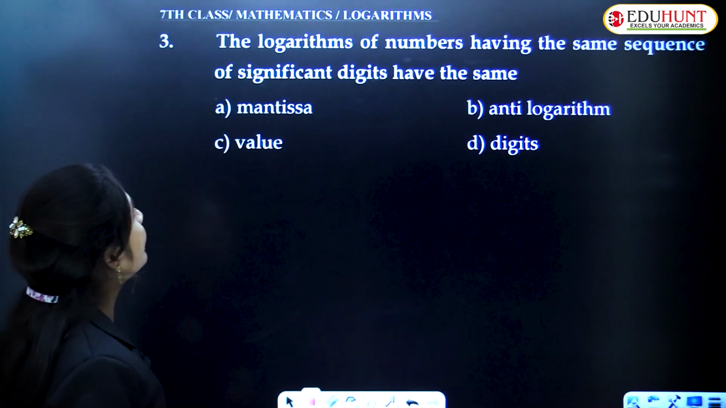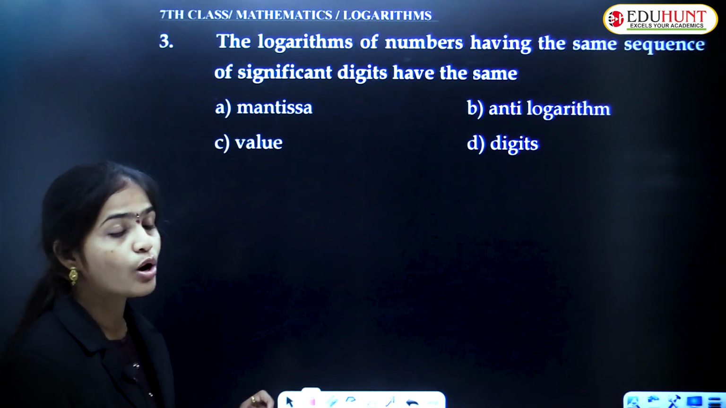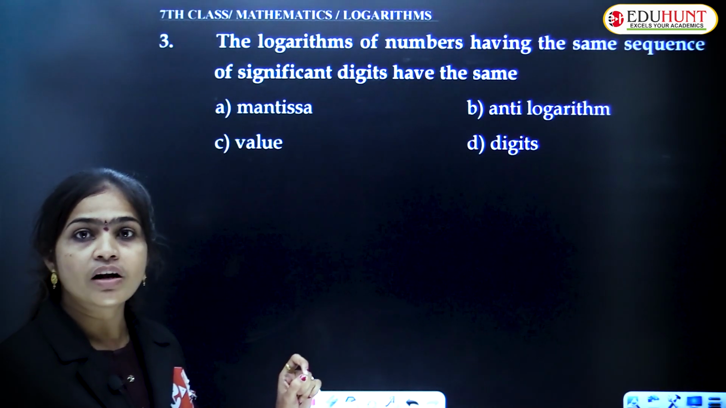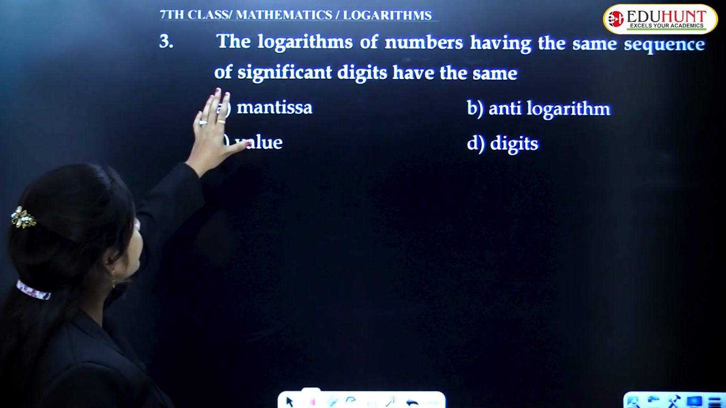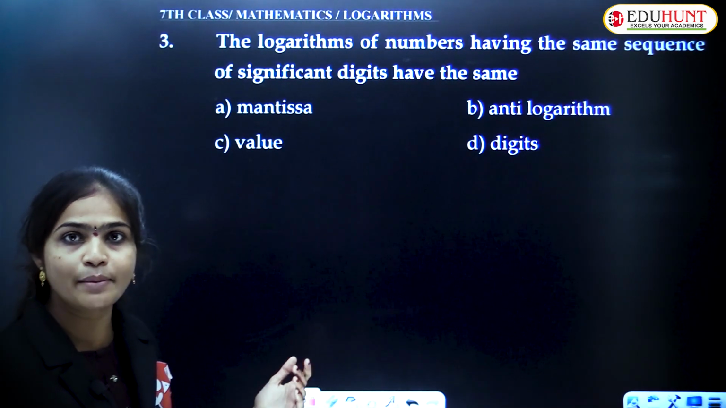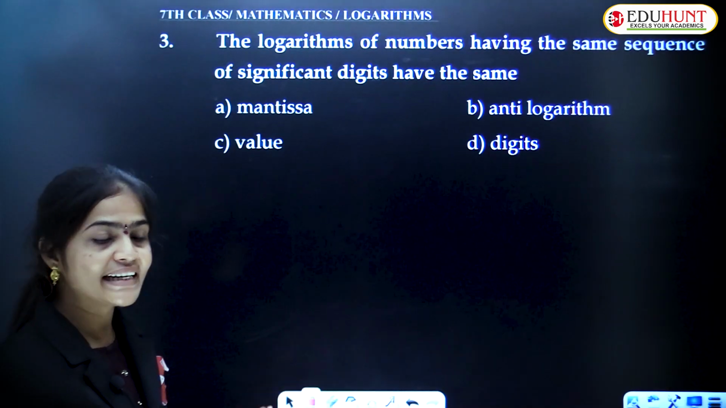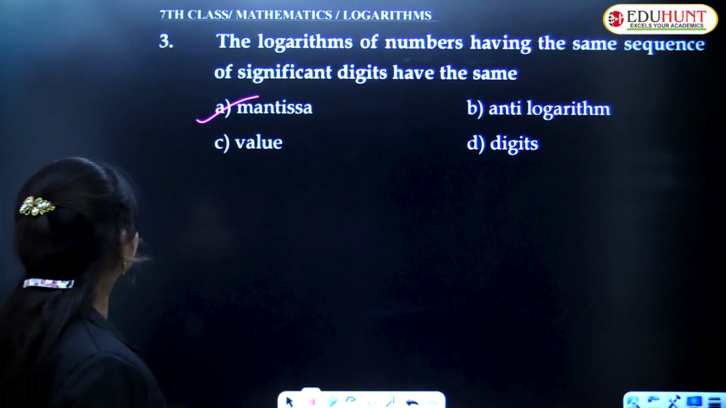Next. The logarithms of numbers having the same sequence of significant digits have the same what? Already I told you that if you multiply with 10 or with 100, if it has the same sequence of significant digits, the same digits, the number of digits being the same, then it has the same mantissa. What will we get? It has the same mantissa.